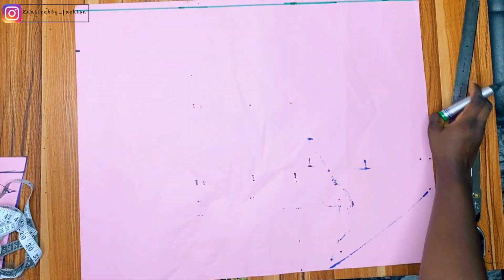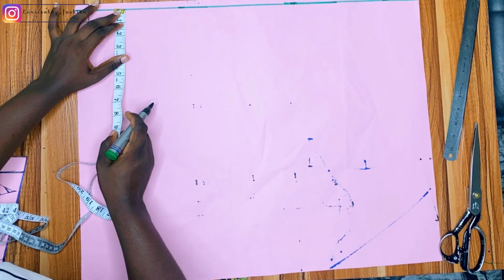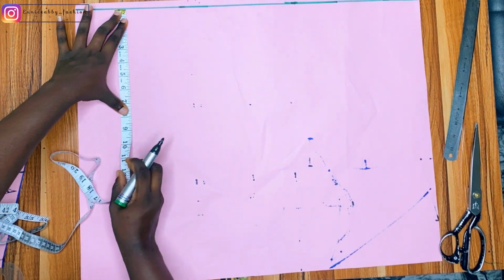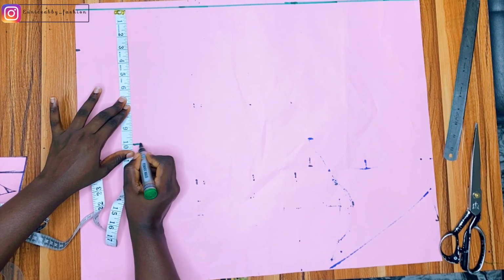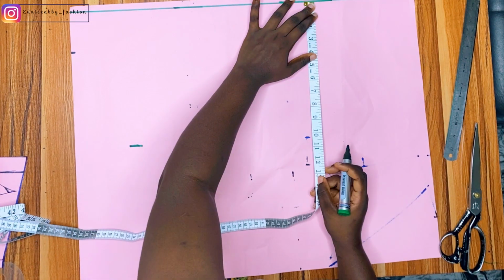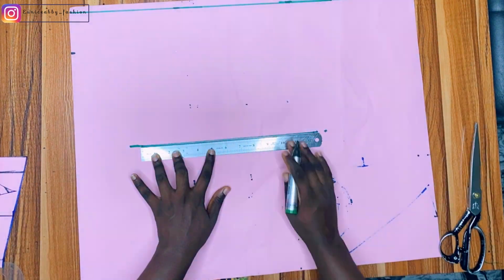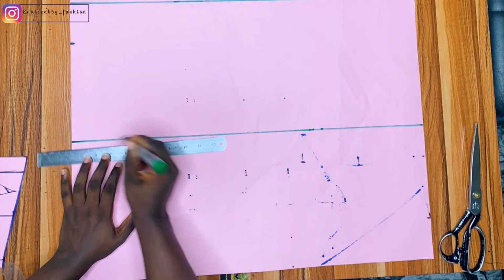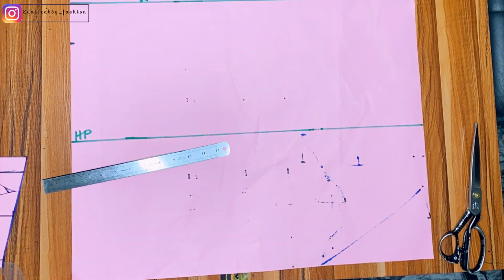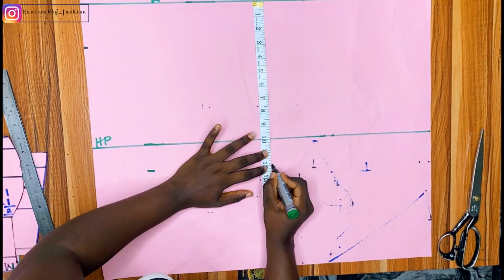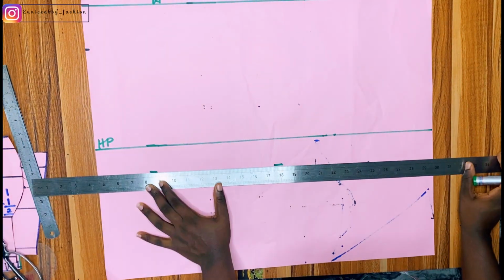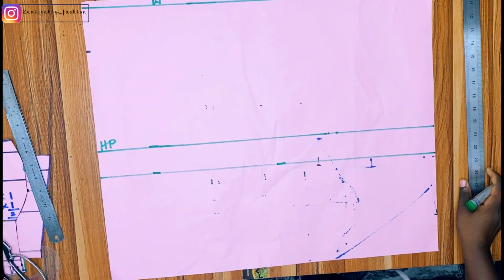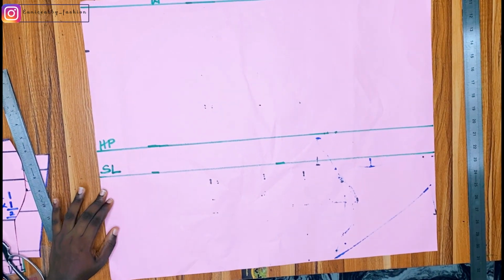The next step is to mark my hip point, which is my waist to the widest part of my hip, which is 10 inches. So I'll go ahead now and mark 10 inches. I'll mark it at the other end again just to get a straight line, and I'll connect the points. And I'll label that HP as in hip point. Then I'll go ahead to mark 12 inches as my skirt length. I'll connect the lines and label that part SL as in skirt length.